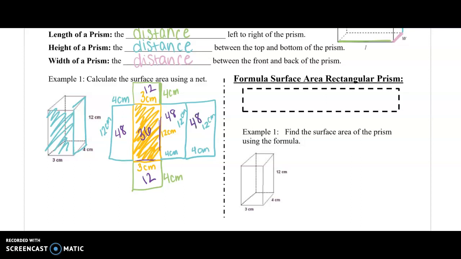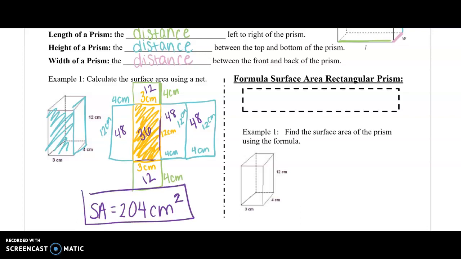I'm sorry, I'm getting ahead of myself actually. You would do that and then you're going to add all of them up. So 48 plus 12 plus 12 plus 48 plus 48 plus 36. And when you do that, you should get the surface area to equal 204 centimeters squared, because it is an area. Even though it's a 3-dimensional figure, we're just caring about the area. We're not caring about the 3-dimensional space that it takes up. Okay? So that's using the net.